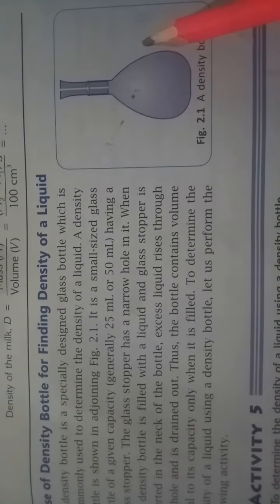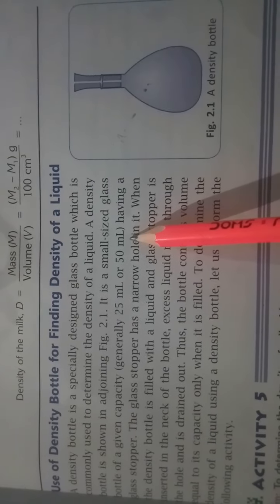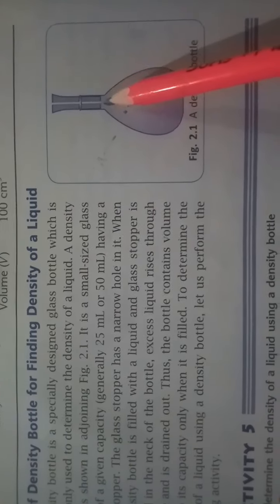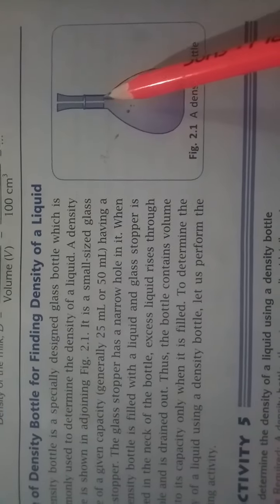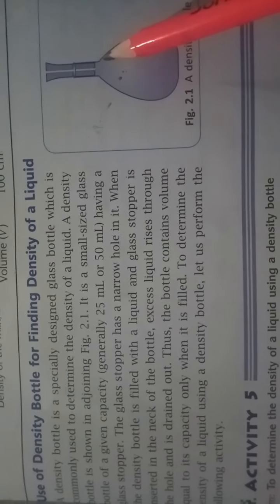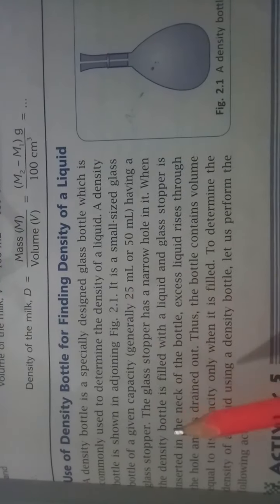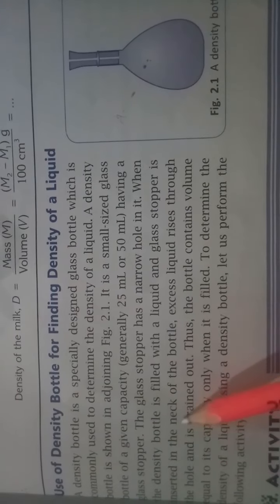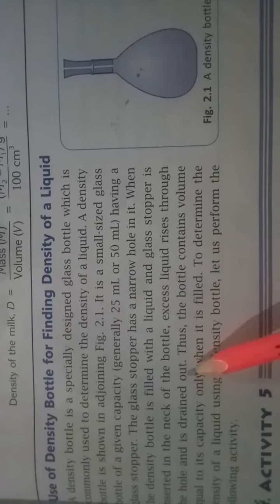Its general capacity is from 25 milliliter to 50 milliliter. It is a small sized glass bottle with a glass topper. Look at this, this is the glass topper and it has a hole along its length. So how can we use it to measure the density of a liquid? When the density bottle is filled with the liquid and the glass topper is inserted in the neck of the bottle, excess liquid rises through the hole and is drained out.